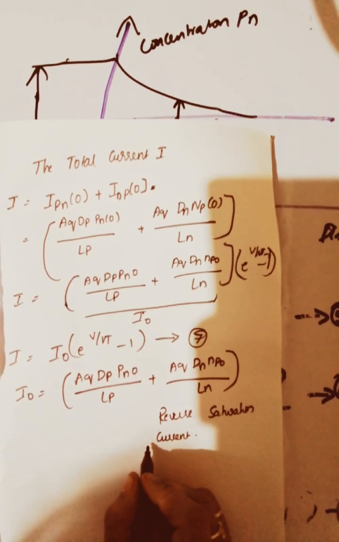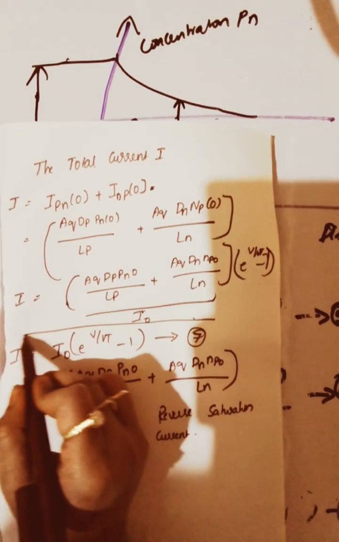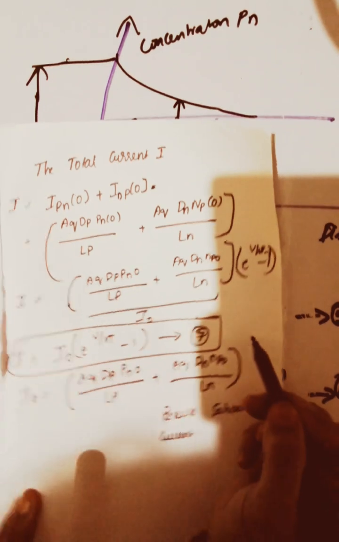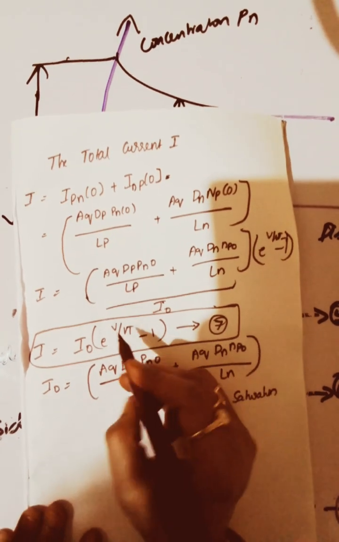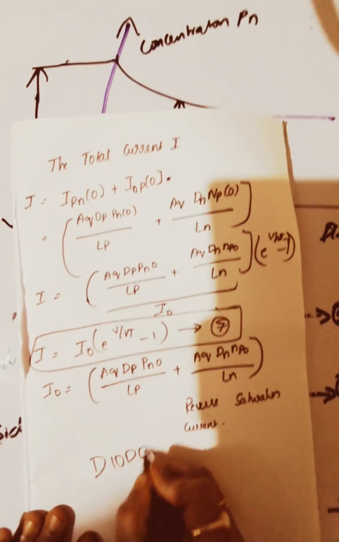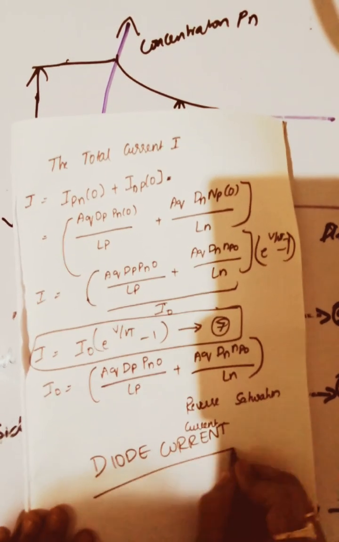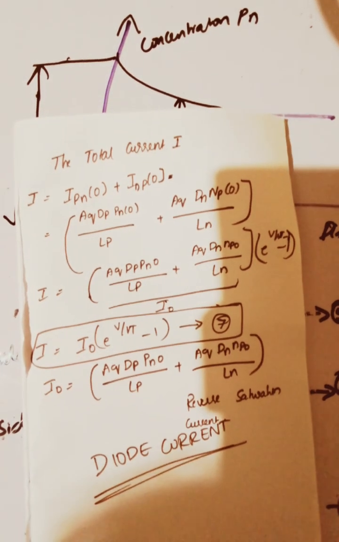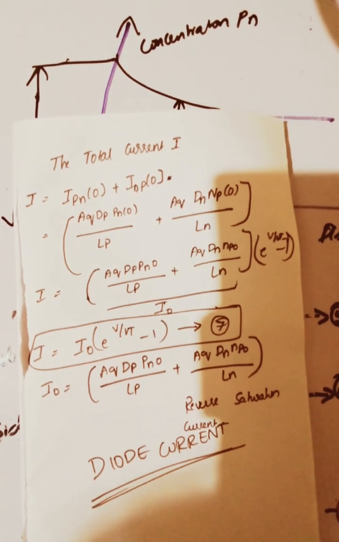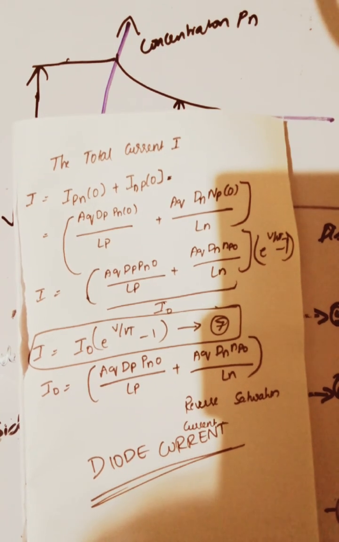Equation 7 is the required expression for diode current. This is entirely about diode current, without considering the carrier generation and recombination in the depletion region.